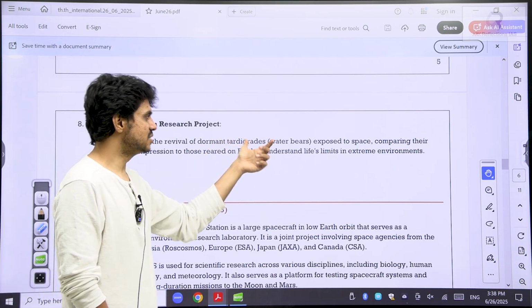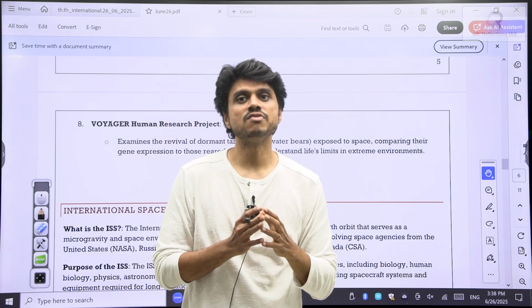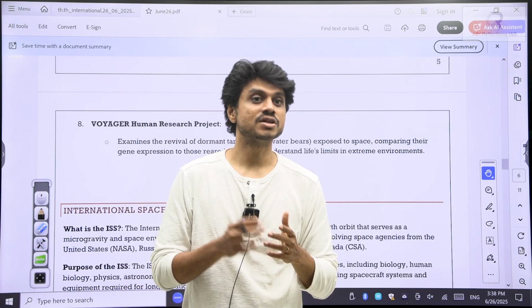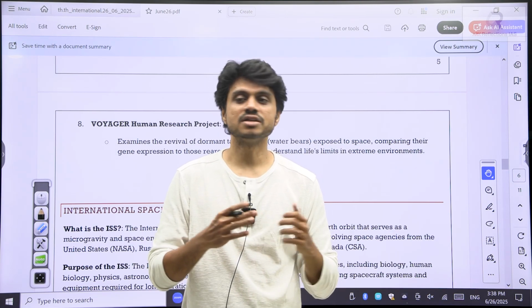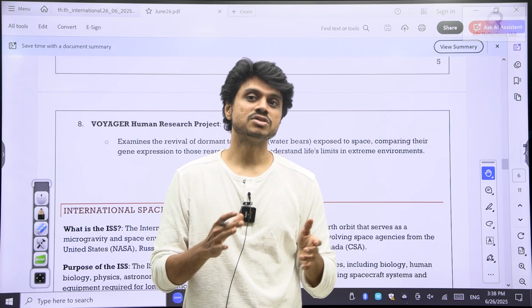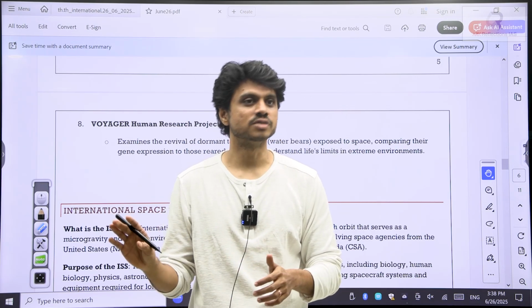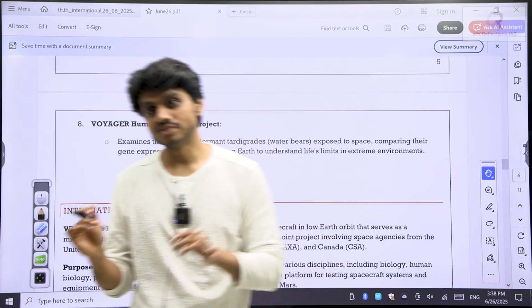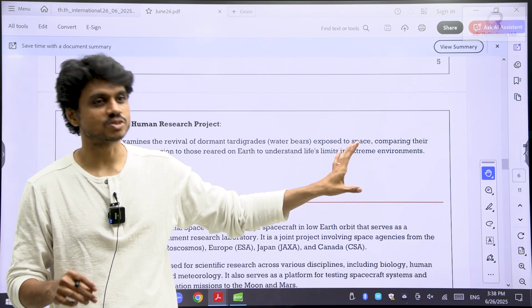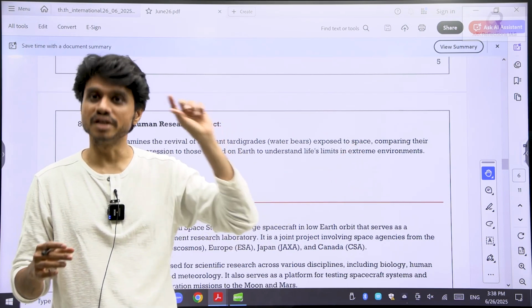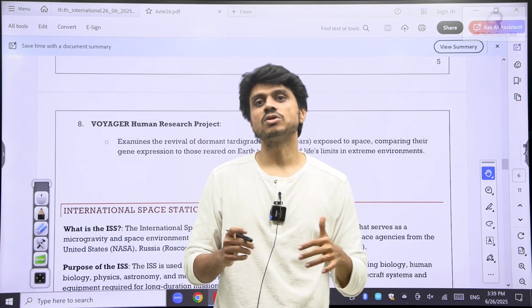Tardigrades. These are water animals that can generally survive even in extreme conditions. They can take very high temperatures as well as low temperatures. No matter where you put them, you would die, but they won't. So this animal is also being taken to space, and they will check how it responds. Tardigrades can be asked in the UPSC prelims. So they are going to conduct all these experiments.